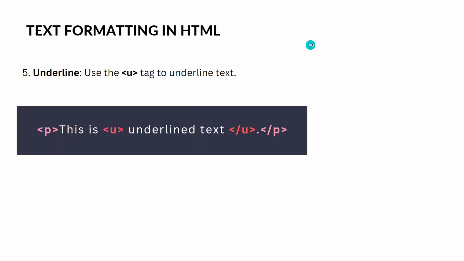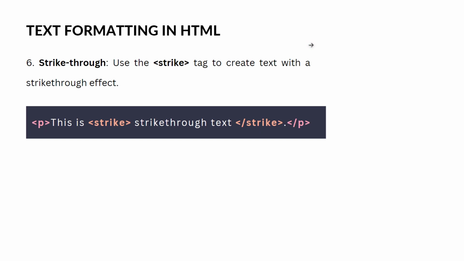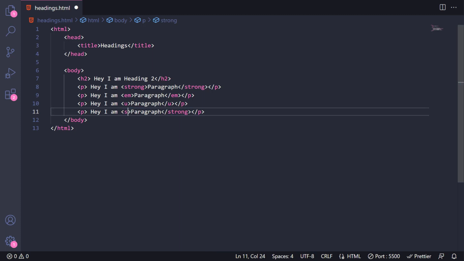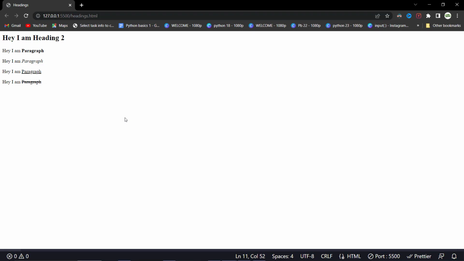And the next tag will be strike through. If you want to say to the people that this is wrong by cutting it off, then you can use the strike tag. And here I'm gonna give strike. And yeah, if you use that strike, it is striking the text actually.